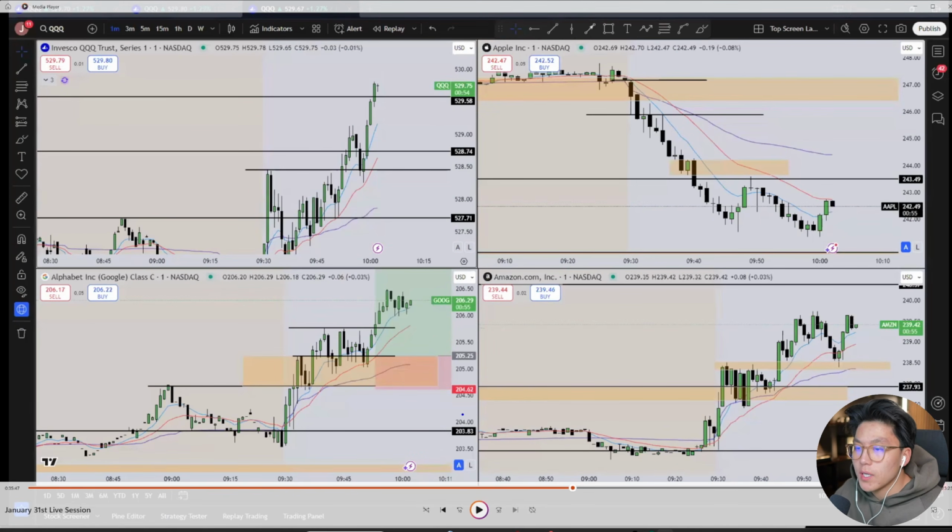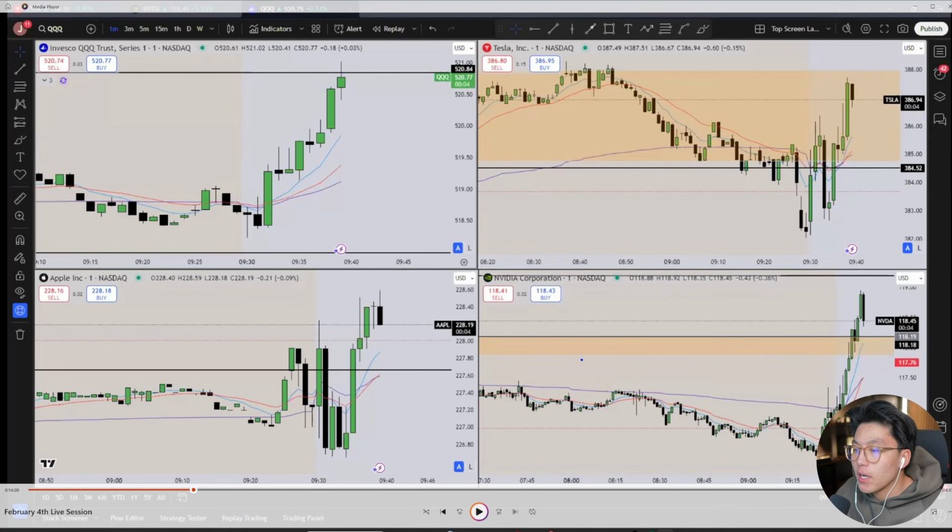But yeah, Qs ended up pushing towards that gap fill that I ended up talking about, which is your 529. Google ended up pulling back and moving later into the day, but ended up being a super solid scalp on those 0 days. So let's go on to the final example that I have for us today.